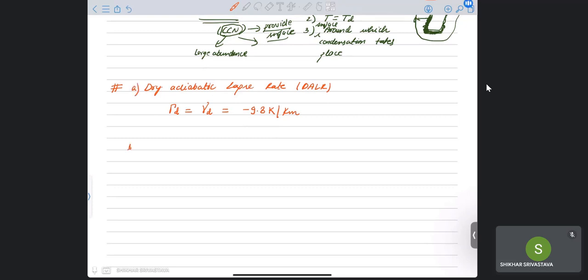The second kind of lapse rate is, suppose, where your air parcel does not have any moisture. By that I mean the mixing ratio is zero, that is 0 gram of water vapor in 1 kilogram of dry air. That is a very idealistic case. It is only possible in some desert area where there is no water vapor at all. But the more realistic case is the moist adiabatic lapse rate.